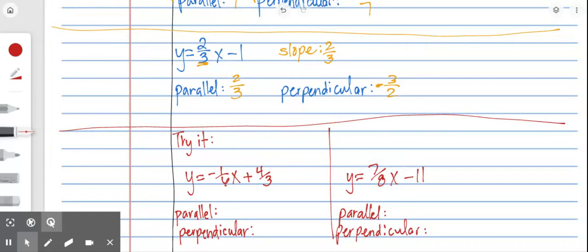All right, so these are your 2 try-its. Take a minute, pause the video, and try those 2 problems. So again, pause the video and try to find the slope for the parallel line and the perpendicular line for each of those 2 equations.